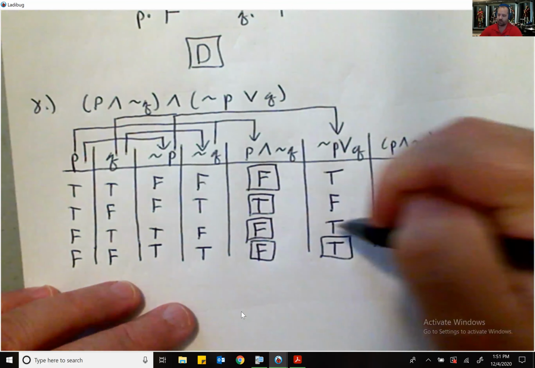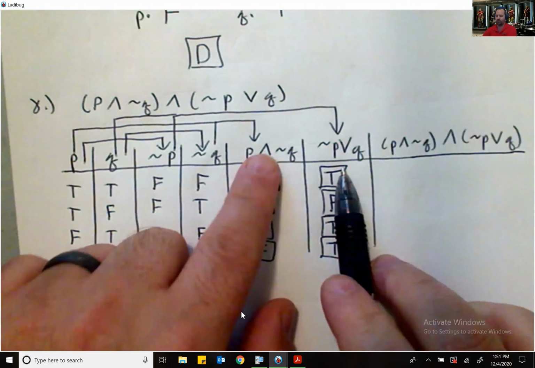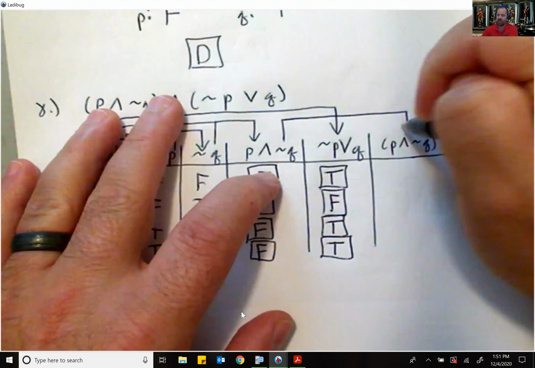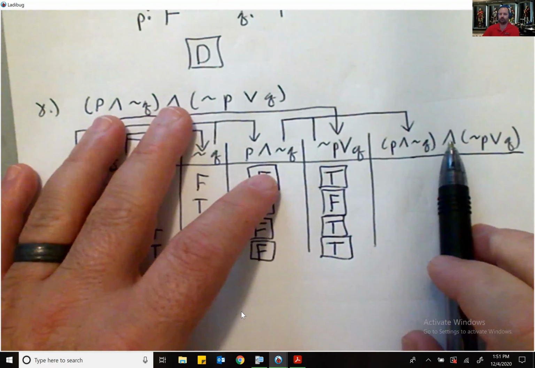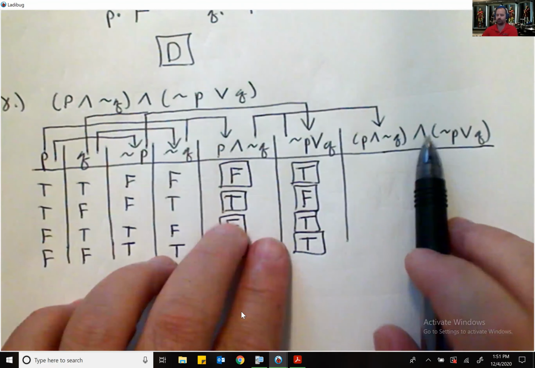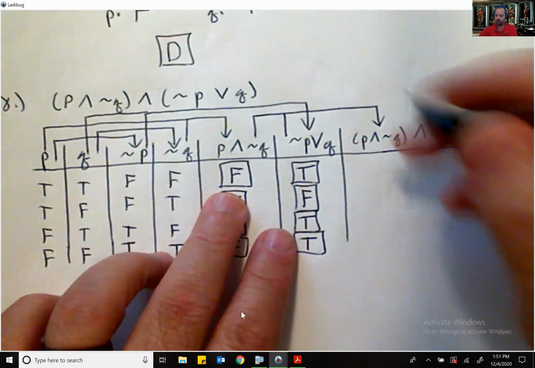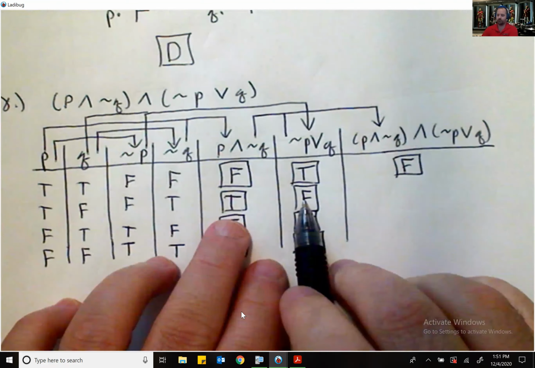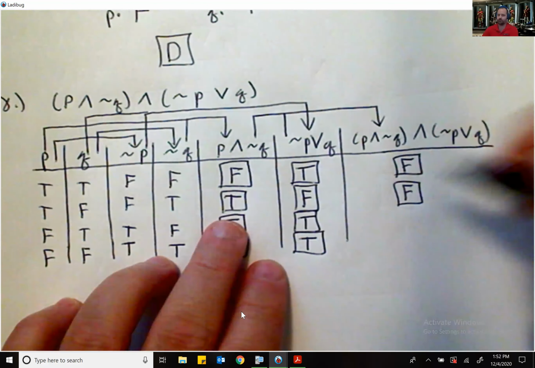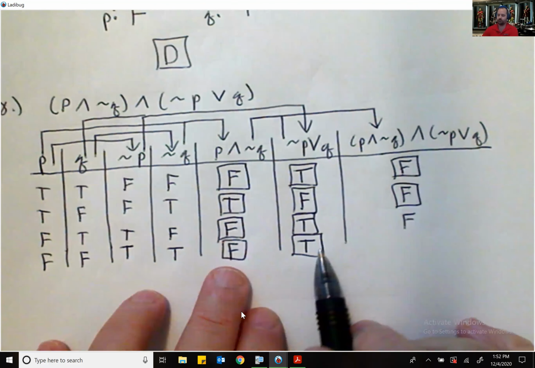And now we're on the last column. All we're going to do is take these two columns we just made and apply the and to them. So again, you said ands are only true when both are true. So I got false, true: false. True, false: false. False, true: false. And false, true: false.